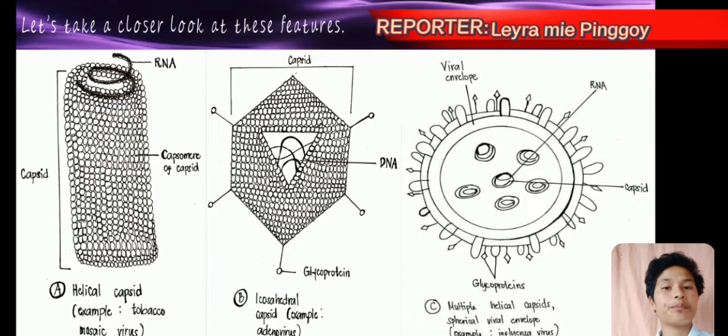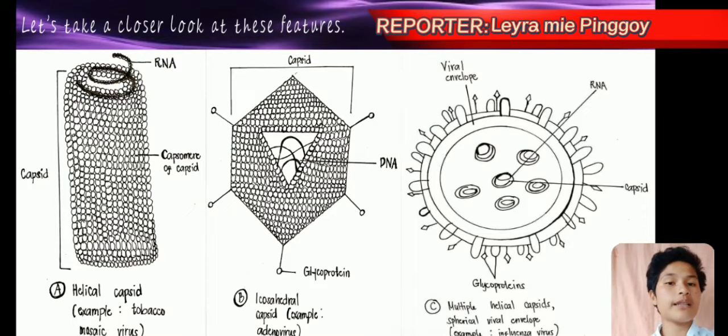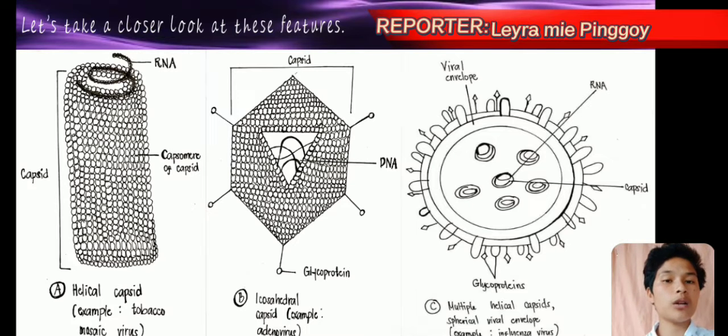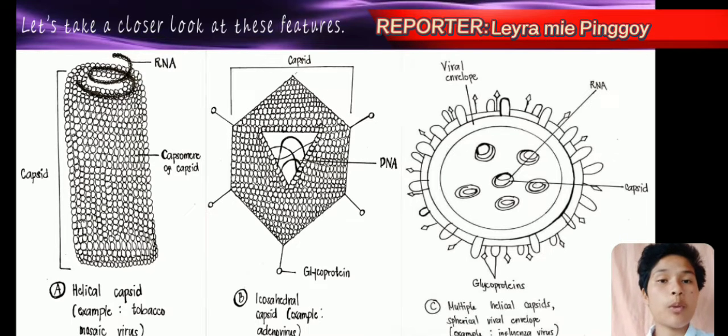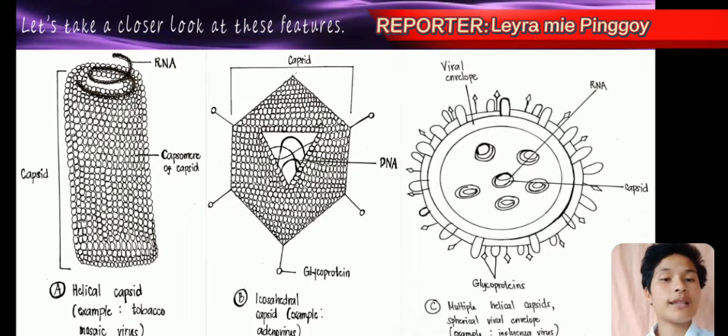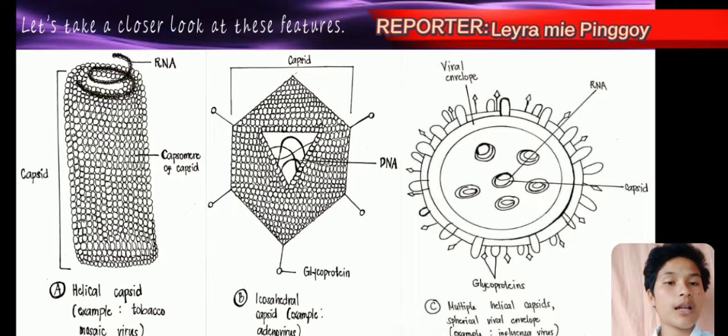First is A, helical capsid. An example of a helical capsid is the tobacco mosaic virus. As you can see in the illustration, inside the capsid is the RNA, and the capsid is composed of capsomers, which, as you can see, are small circles. So, example B is the icosahedral capsid.